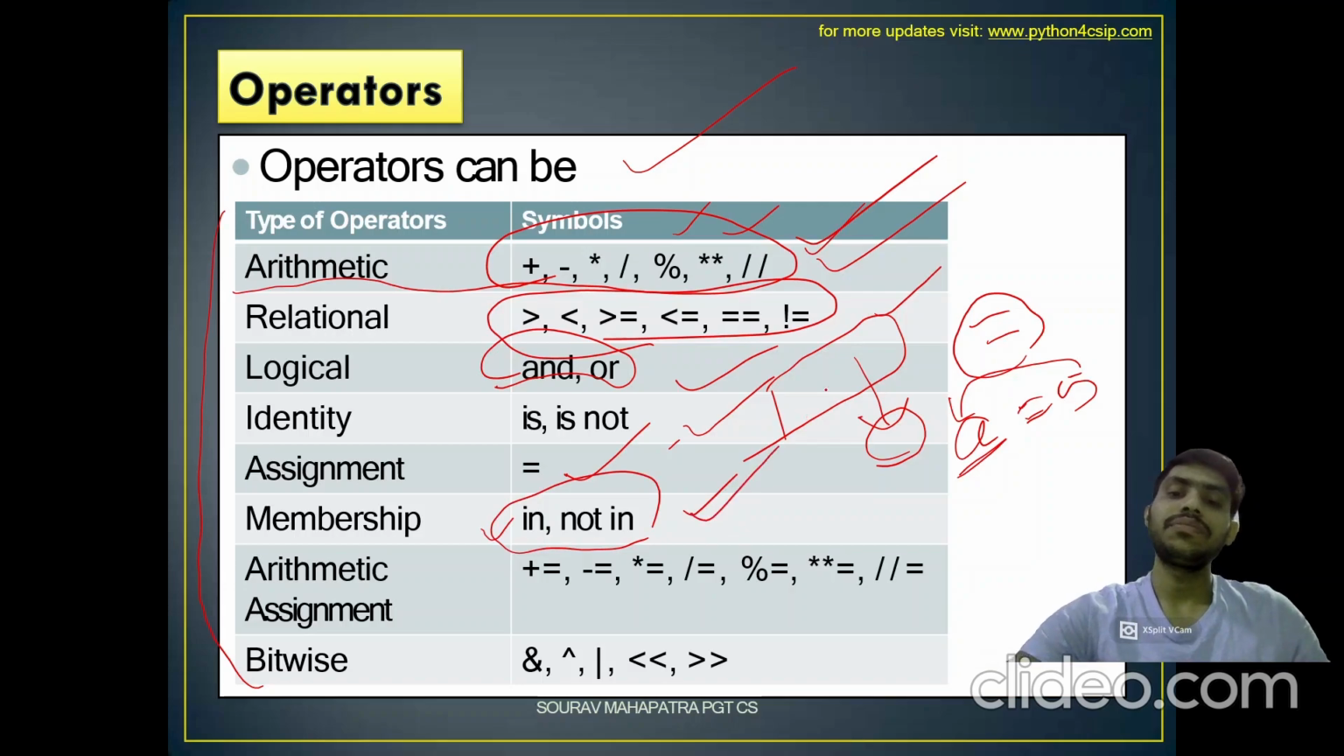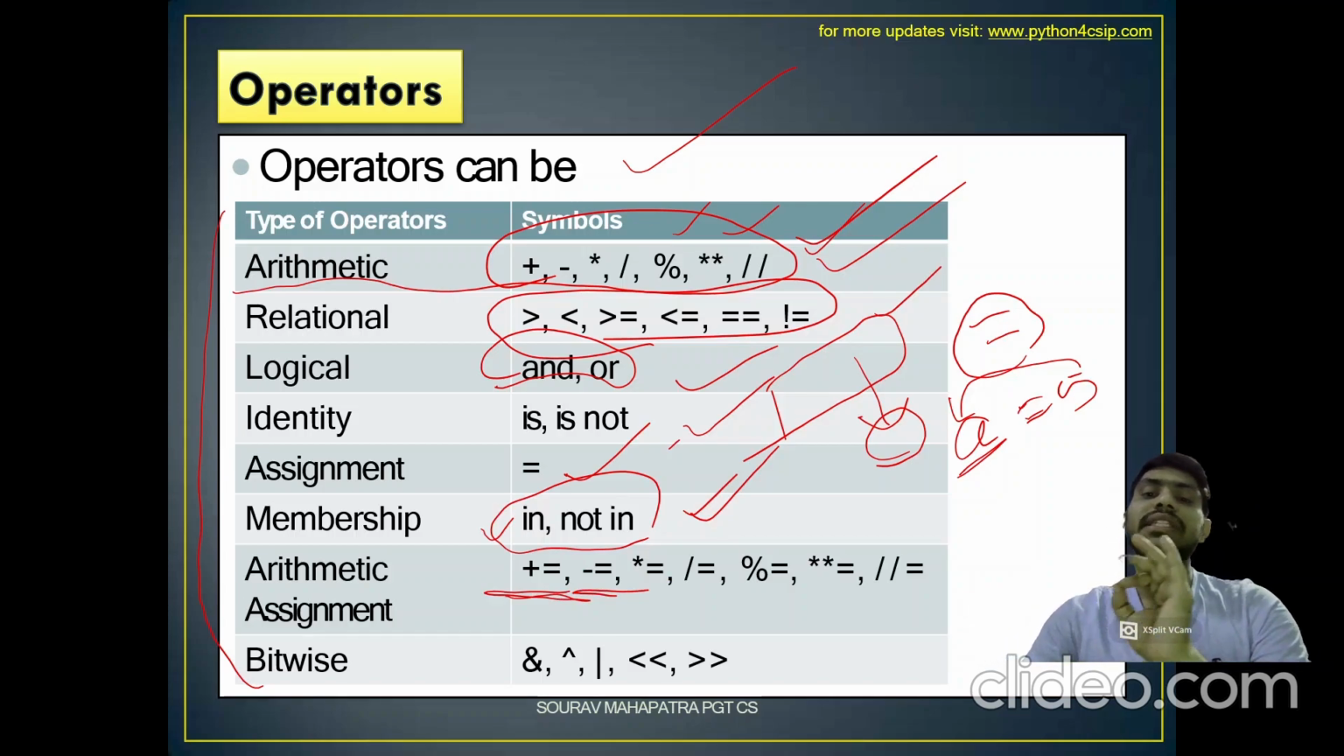Then arithmetic assignment, where two things happen: assignment is there, and with that some additional arithmetic is done.